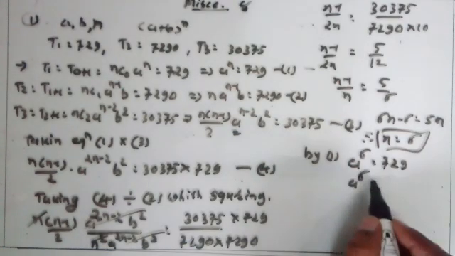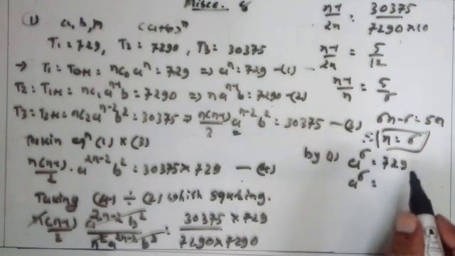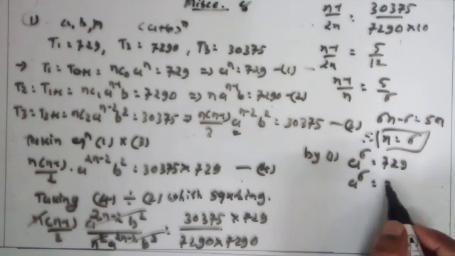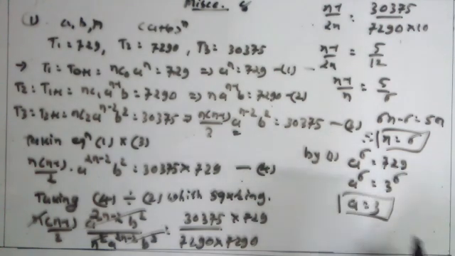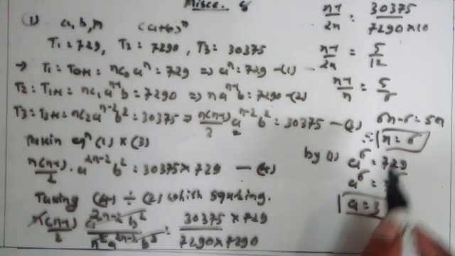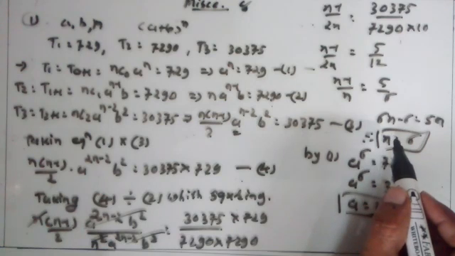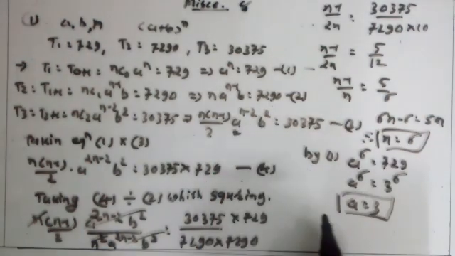So a raised to 6 is equal to 729, which is 3 raised to 6. So the value of a is equal to 3. Clear? You know this. Okay. Now using the value of a in this equation, we get the value of b.